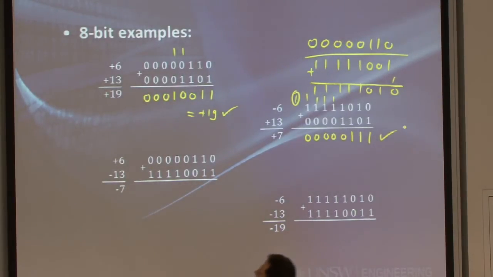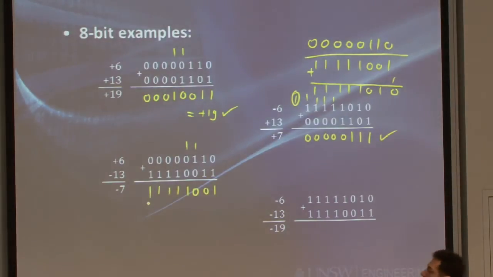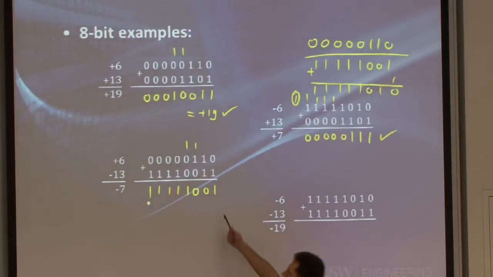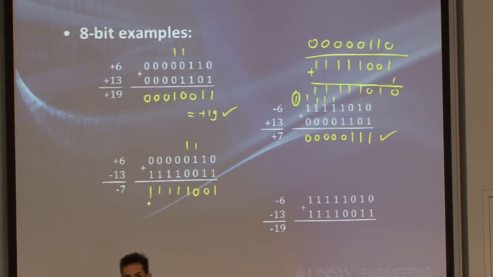What about the other two examples? So I want to try and add a positive number with a negative number, and take my word for it that this is minus 13. Obviously, you can calculate yourself. 1, 0 carry 1. Is this minus 7 in 2's complement? Maybe. Let's leave it at that. Hopefully it is minus 7.